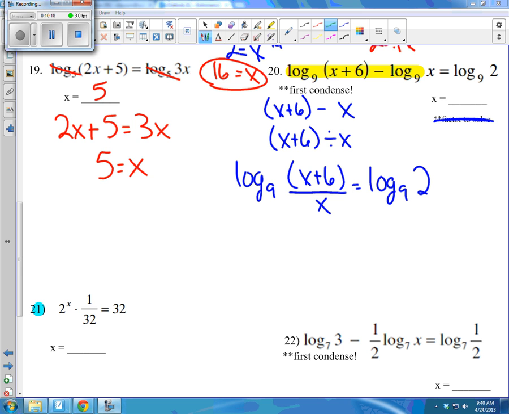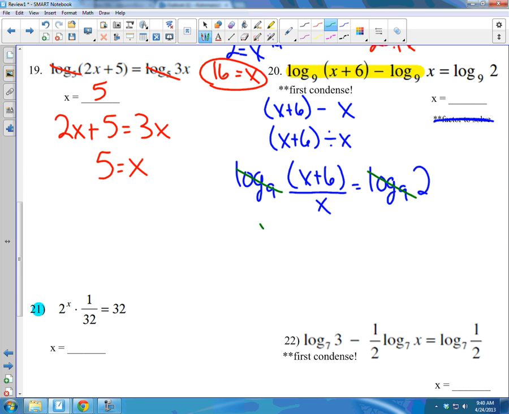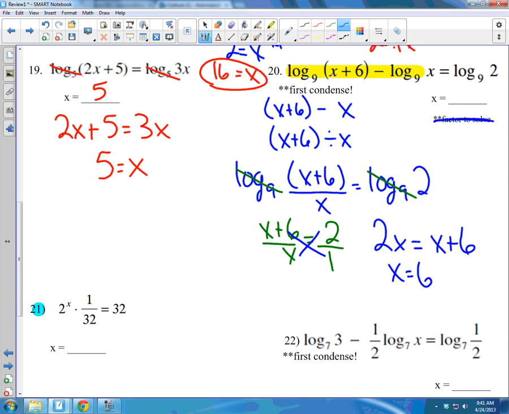All right, now that I have a common log between the two, I'm going to ignore the logs and just look at what's left. And again, just like the problem before, when I have a problem that involves a fraction and solving, I'm going to use the cross products. So 2 times x is 2x. X plus 6 times 1 is just x plus 6. I'm going to have the x join the 2x, so when I'm done, my answer is 6. So there was no factoring here.